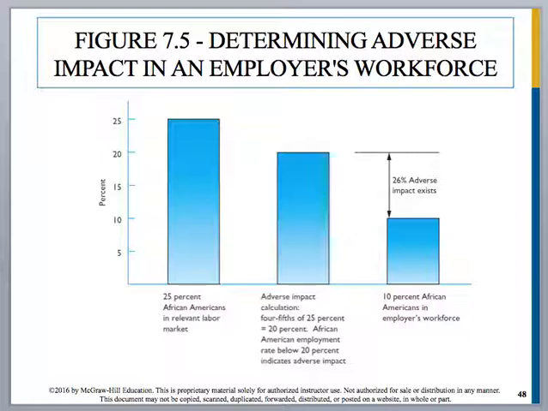Figure 7.5 shows you determining adverse impact in an employer's workforce. And here is 25% of African Americans in the relevant labor market. Adverse impact calculations: 4/5 of 25% is 20%. An African American employment rate below 20% indicates adverse impact. Then over here you see there's 10% African Americans in the employer's workforce. There's a 26% adverse impact that exists. So you see how this looks visually.